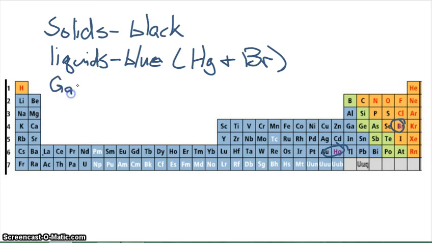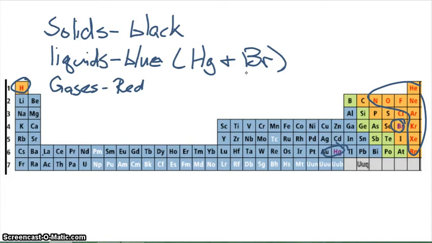The gases are red. And there are no metals that are a gas at STP. All of your gases are going to be found over here on the extreme right part of your table, where all the nonmetals are. Again, with that one exception being hydrogen, way over there on the left. But the most common thing that comes up that you may want to keep track of are where the liquids are. You have one metal that's a liquid, which is mercury, and one nonmetal that's a liquid, which is bromine.